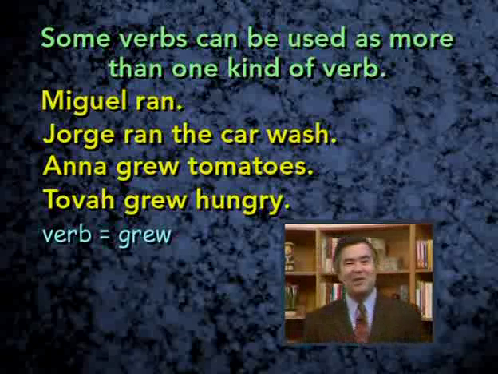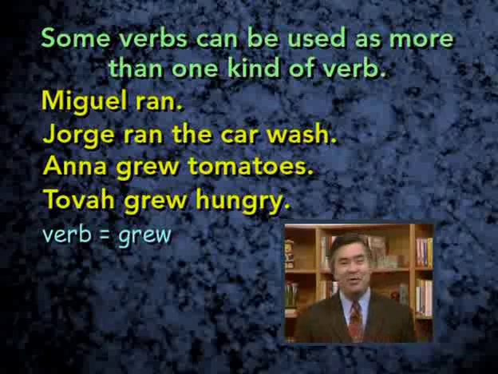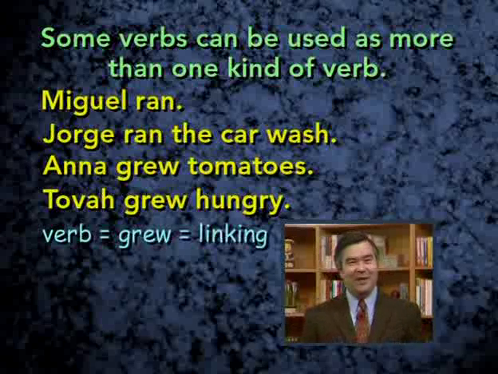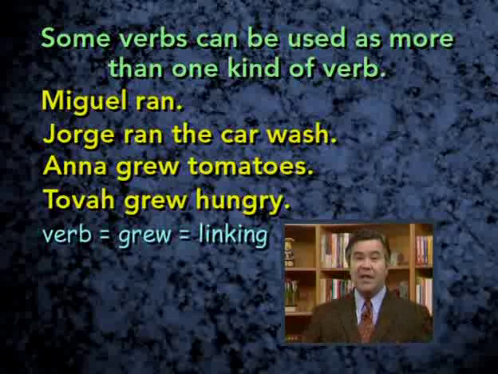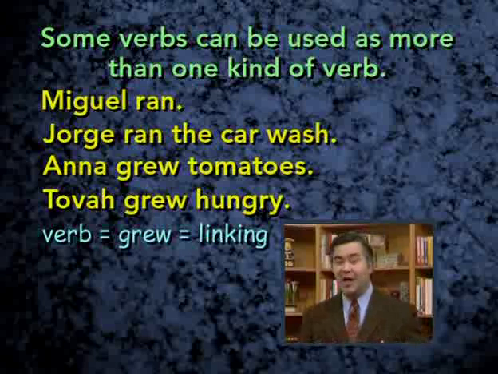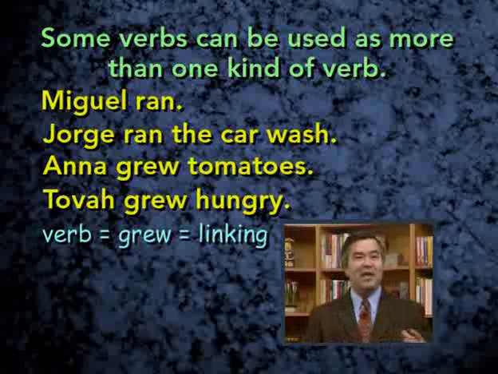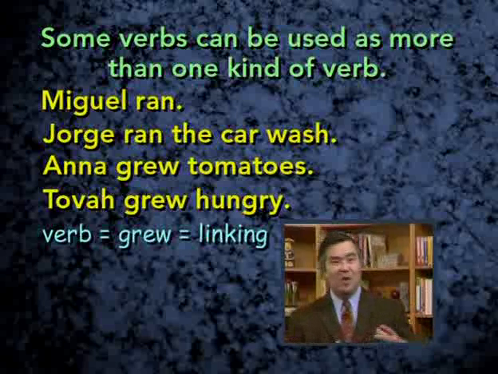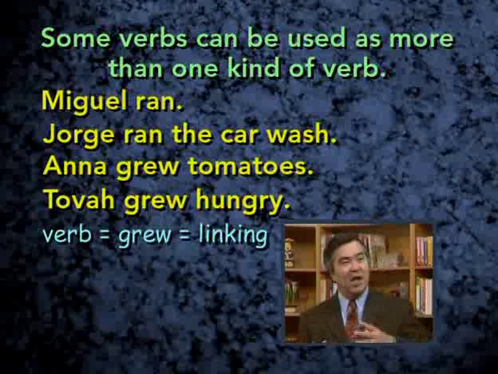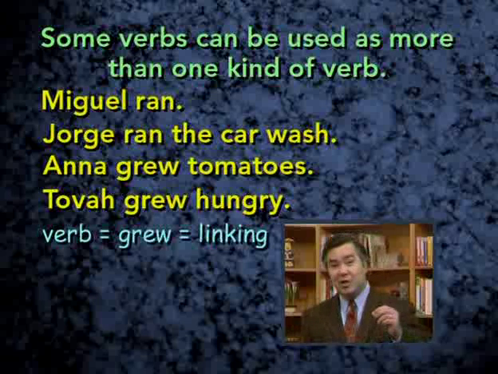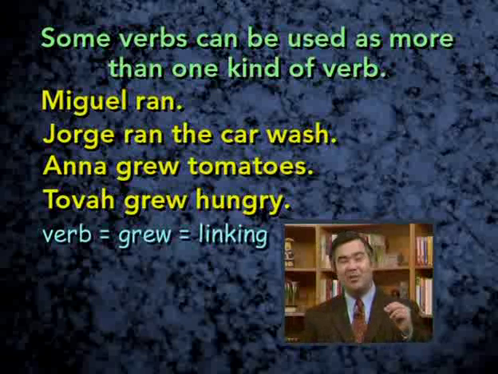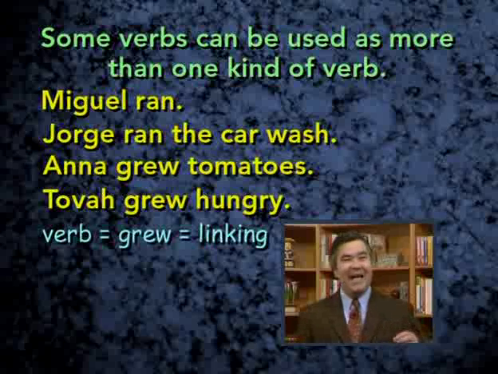Therefore, what kind of verb is grew? In this case, grew is being used as a linking verb. The two words Tova and hungry are being linked or equated. We're being told, in effect, that Tova was hungry. She grew hungry, that is, she got to be hungry over time, but in effect, the two things are being equated with one another. Tova was hungry. That's another way of saying almost the same thing as Tova grew hungry. So in this particular example, the verb grew is being used as a linking verb.